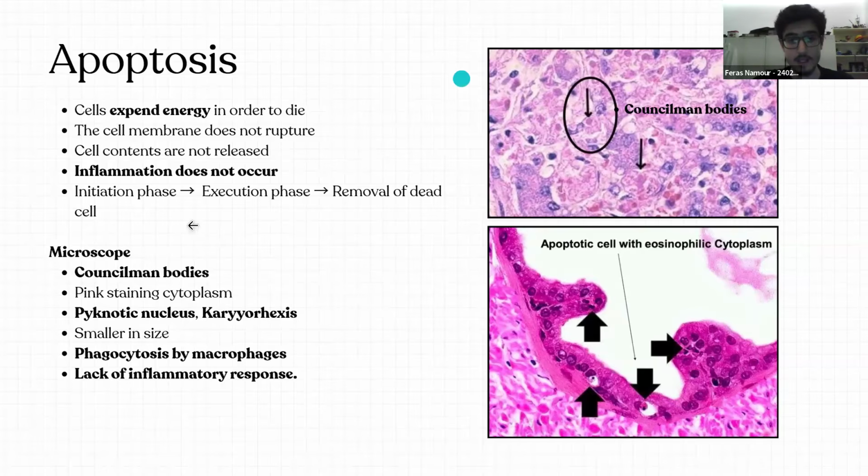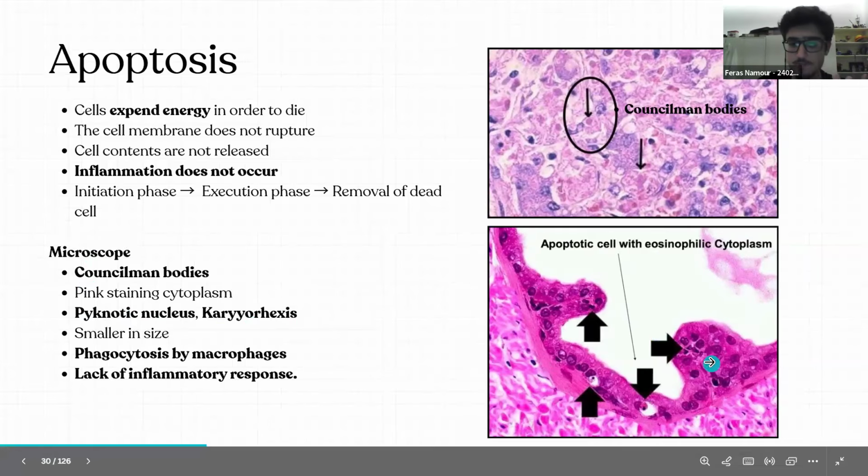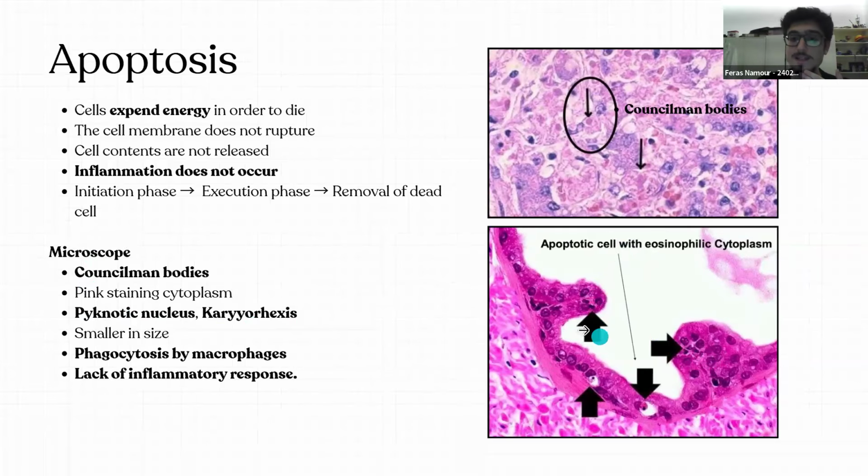It's by knowing these microscopic features. And this is what is important for you in your OSPE. I recall this came for us, so I'm not entirely sure. Basically, what first happens is the nuclear changes like pycnosis, karyorrhexis, and eventually karyolysis.